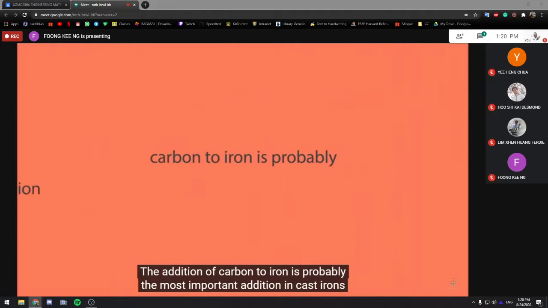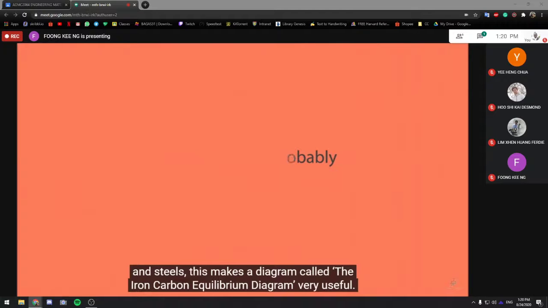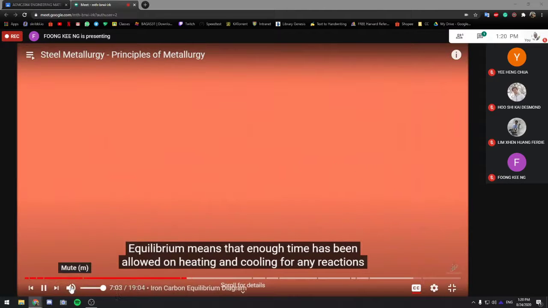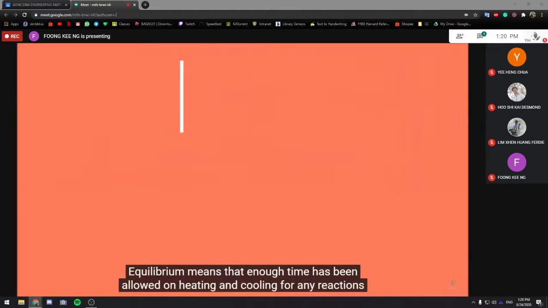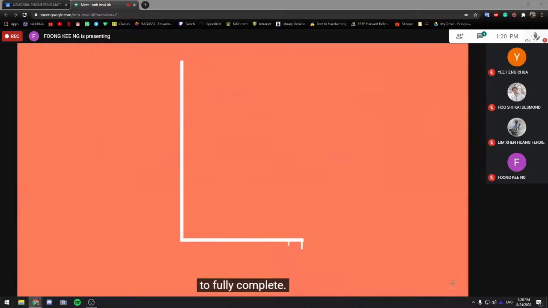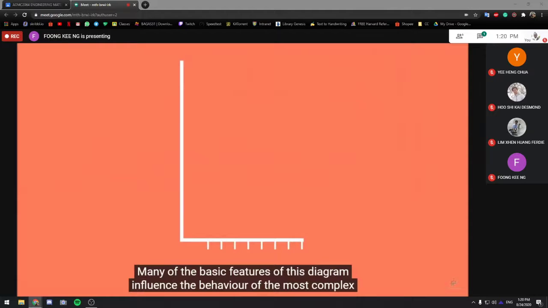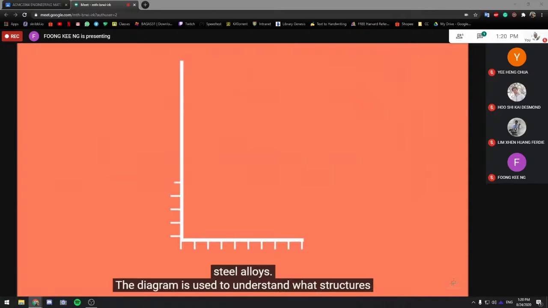The addition of carbon to iron is probably the most important addition in cast irons and steels. This makes a diagram called the iron-carbon equilibrium diagram very useful. Equilibrium means that enough time has been allowed on heating and cooling for any reactions to fully complete. Many of the basic features of this diagram influence the behavior of the most complex steel alloys.